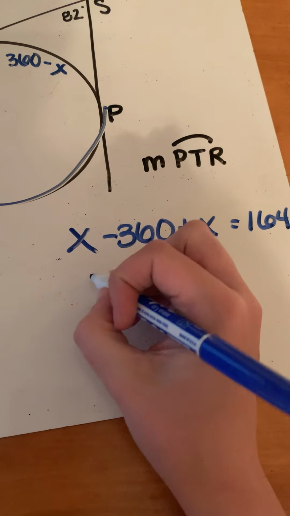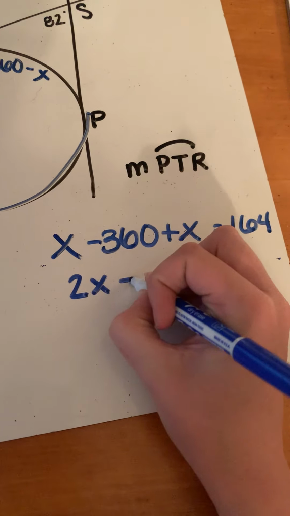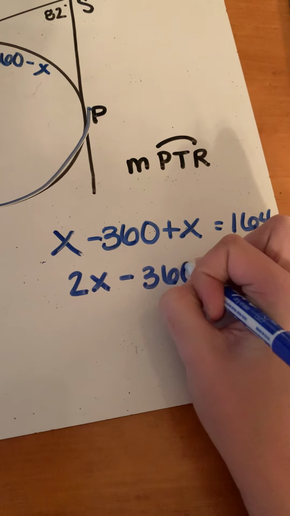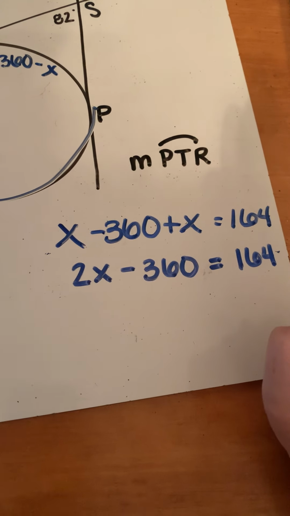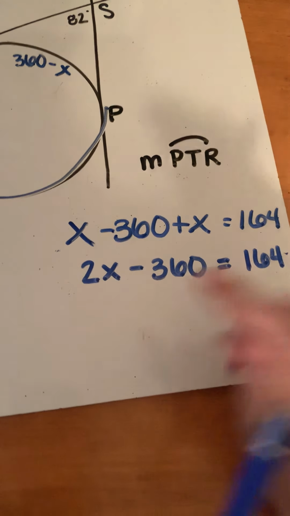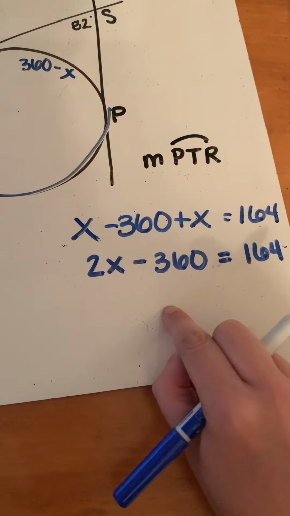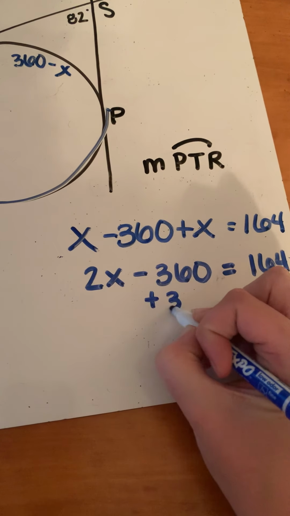All right, I'm gonna combine like terms. I see two X's here, so I'm gonna say 2X minus 360 equals 164. Okay, gotta get this x alone. How do I get rid of this negative 360? You're right. I add it over.